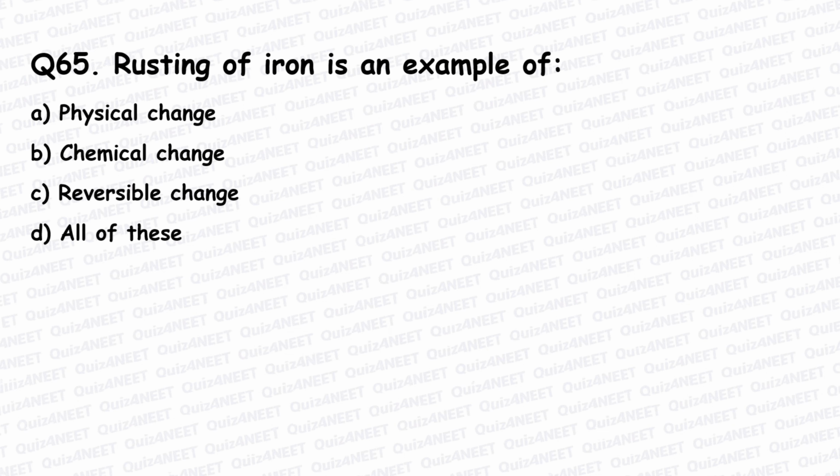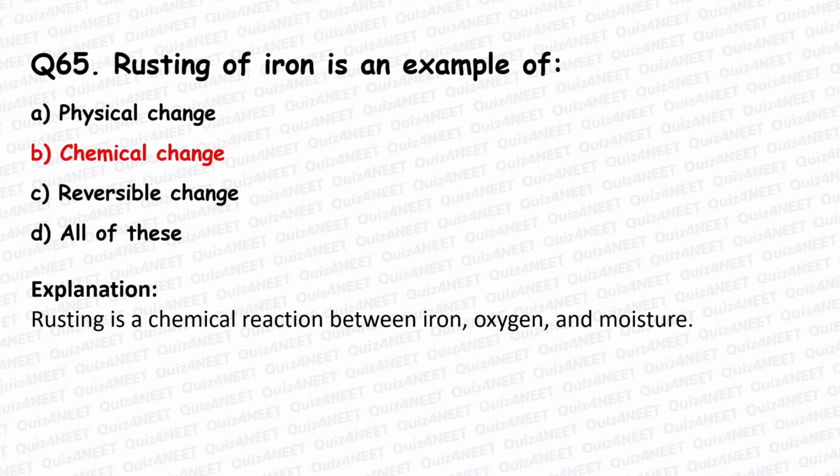Q65. Rusting of iron is an example of A. Physical change, B. Chemical change, C. Reversible change, D. All of these. Chemical change. Explanation. Rusting is a chemical reaction between iron, oxygen, and moisture.